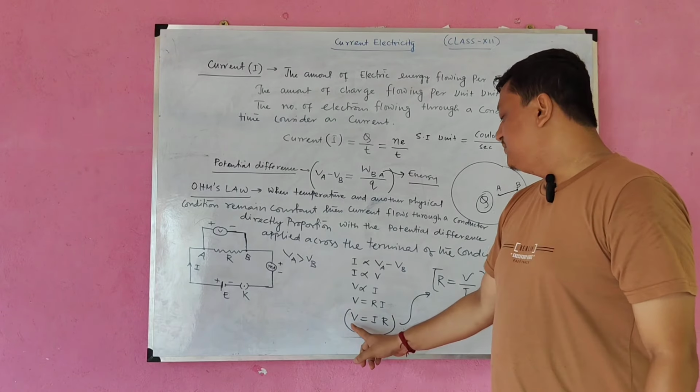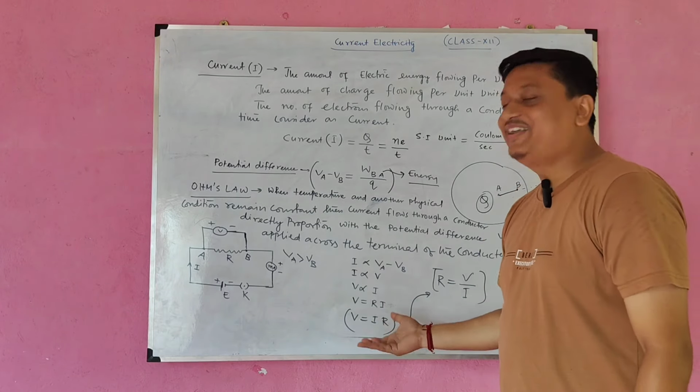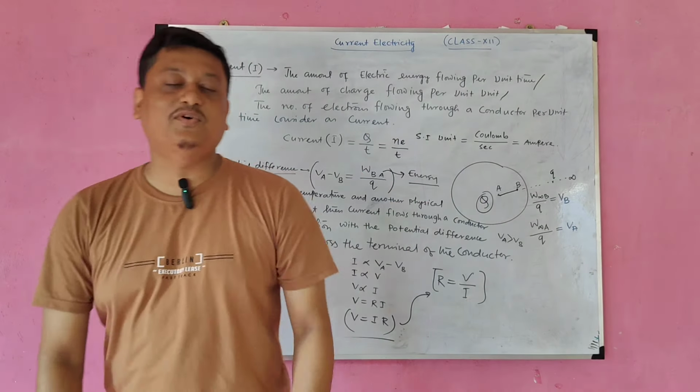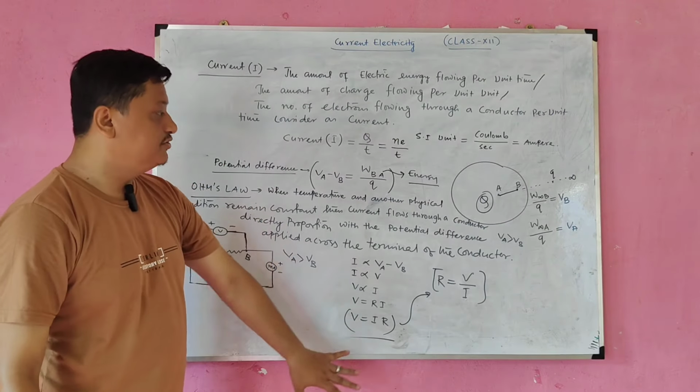Okay. V for vanilla, I for ice cream, R for red. Not really: V for potential difference, I for current, and R for resistance. Okay.